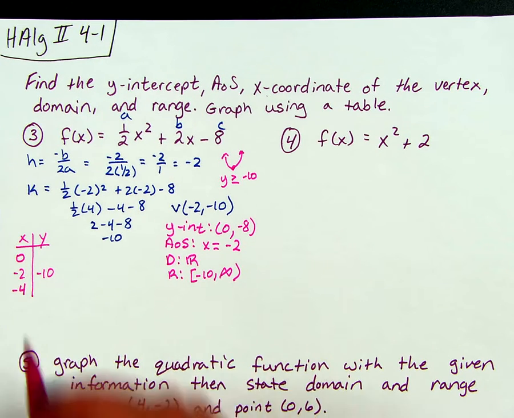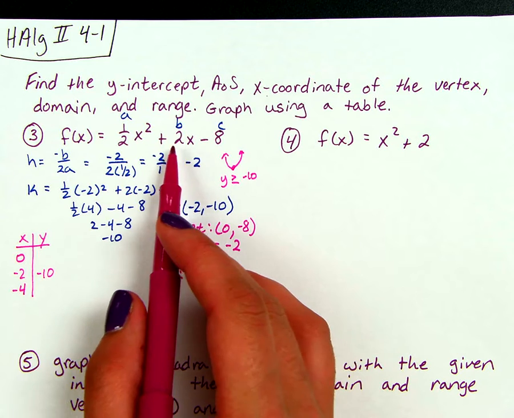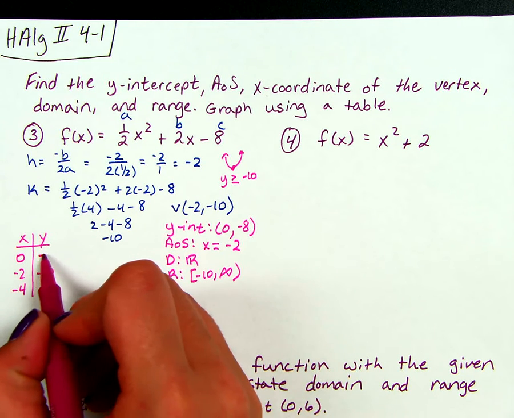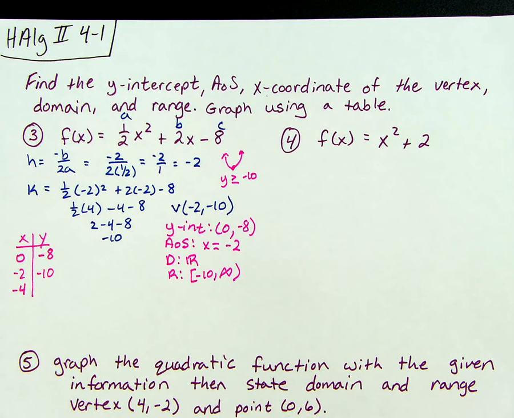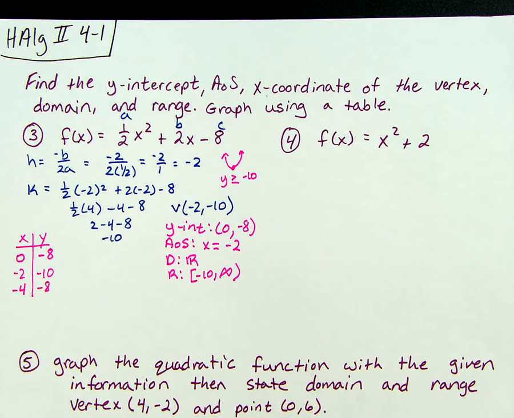So if I pick 0 and I substitute 0 in for all of my x's, they're just going to cancel out, and I would be left with -8. And again, our graph is symmetrical. So if I get -8 for this y, then I have to get -8 for my second one. So now we are ready to graph.